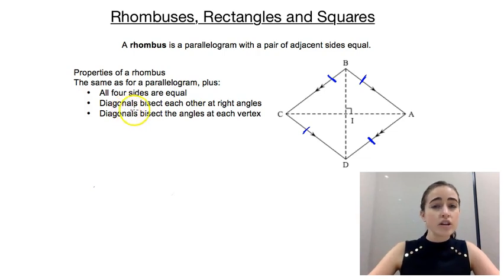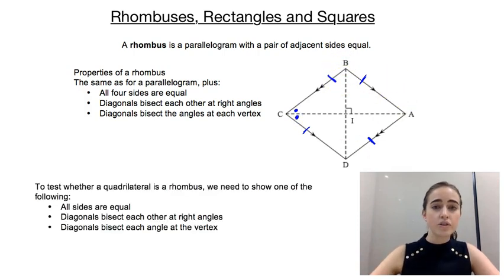It has not just that the diagonals bisect each other, but that they bisect each other at right angles. So they'll meet and those diagonals will be perpendicular. And also that the diagonals bisect the angles at each vertex. So that means where this diagonal comes into this corner, this angle here is equal to this angle. And that will happen in each of the four vertices.